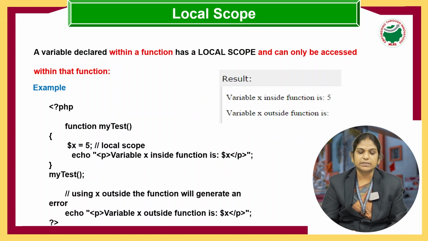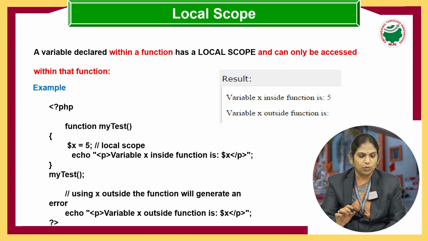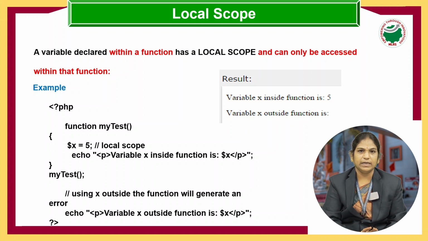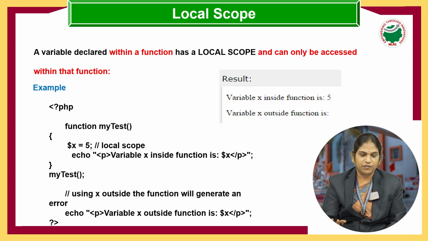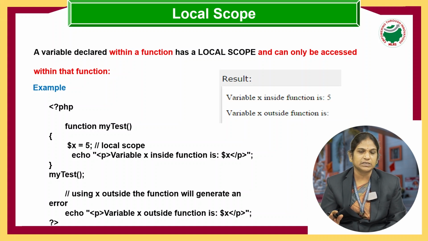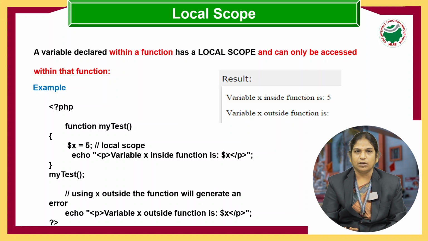And the next scope is the local scope. A variable declared within a function is known as a local scope, and it can be accessed only within that function. Just like in other languages, local scope variables here are the same. Any variable declared inside the function and accessed inside the function can be accessible only within that function. Once we have closed that function, that variable's accessibility is going to be closed or deleted.